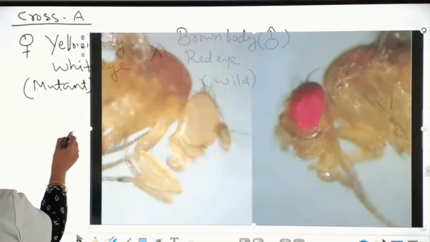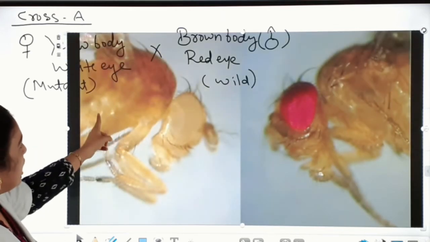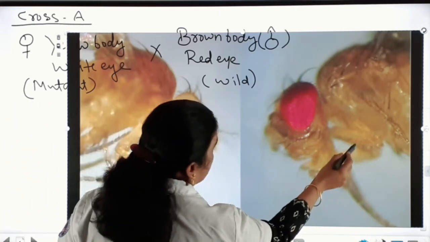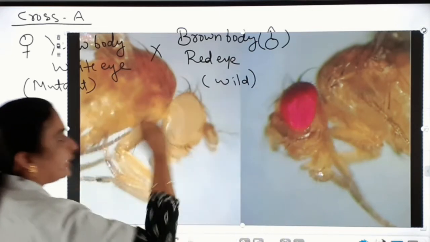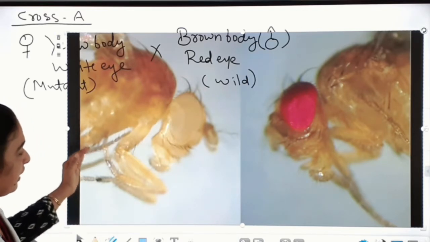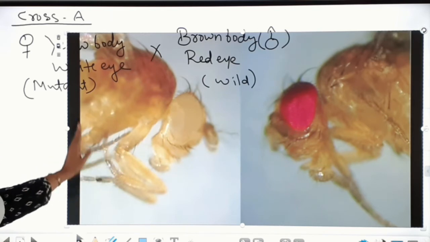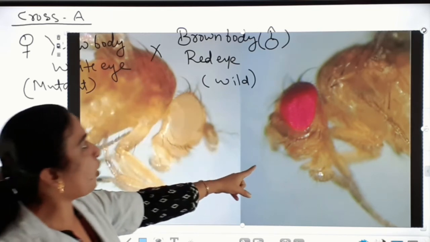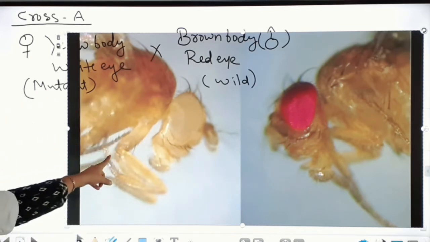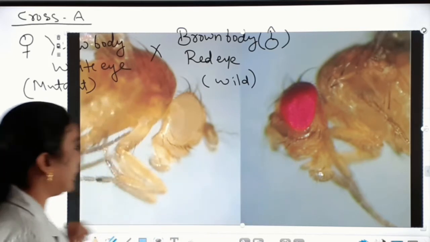Here you can see. So this is the female one, yellow body, white eye, and this is the male, that is wild type, brown body with the red eye. So he hybridized the yellow-bodied, white-eyed female with the brown-bodied, red-eyed male. And the female is the mutant type and the male is the wild type.